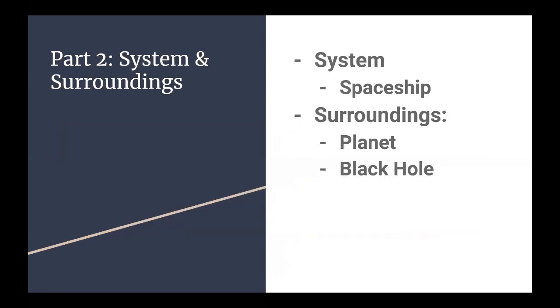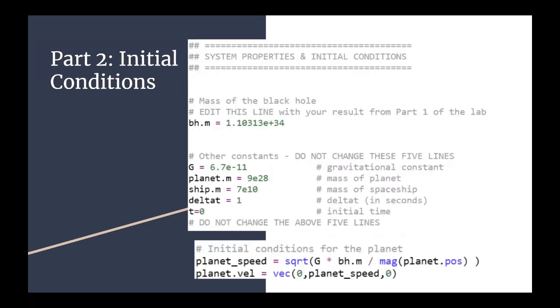All right, so for part two, we've got a system, which is a spaceship, and our surroundings, which is the planet and the black hole. Some initial conditions, same thing. We got our constant G, our planet mass, which is 9 times 10 to the power 28, our ship mass, which is 7 times 10 to the power 10, and then our delta t, which is just 1 second. And we are using the exact same mass for the black hole that we calculated in the last part. And then we got our initial conditions for the planet, which is already given in the source code.